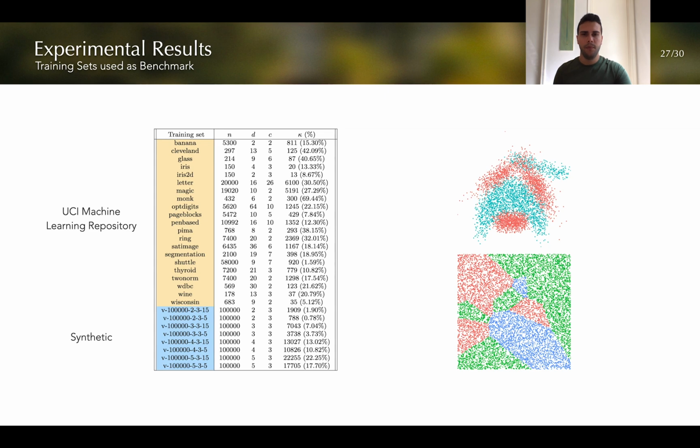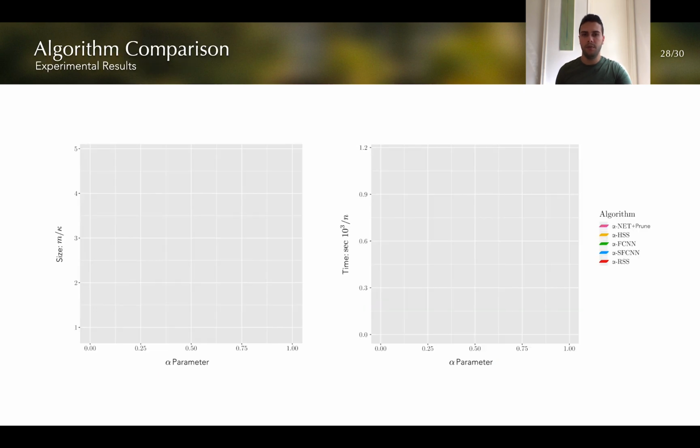Additionally, we perform experimental trials to analyze the performance of these algorithms in practice. We use well-known benchmarks from the UCI machine learning repository that have up to 58,000 points in 64 dimensions, and we also generated some synthetic datasets with up to 100,000 points. And then we run the algorithms on these benchmarks in order to analyze their performance.